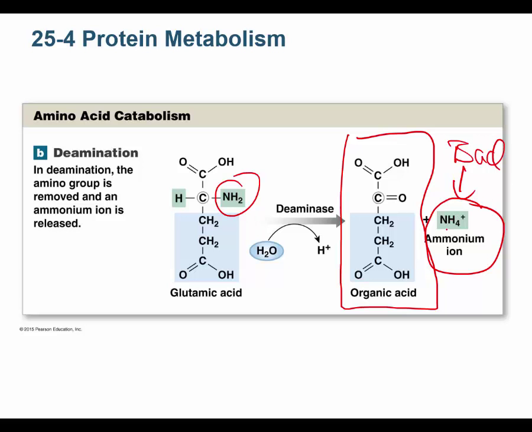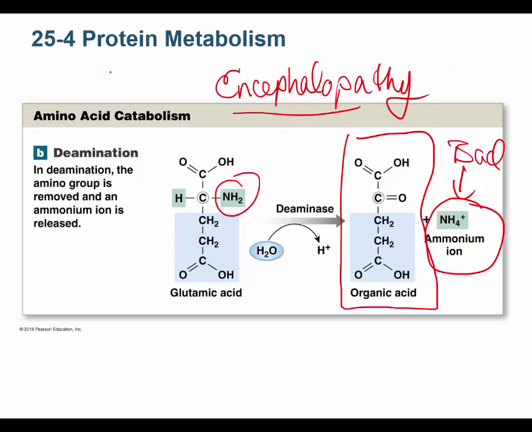We want to get rid of that. We can't allow ammonia to float around our body. We can't allow too much ammonia to float around our body. It leads to encephalopathy. Ammonia hurts your brain. So we have to get rid of this ammonia or ammonium.